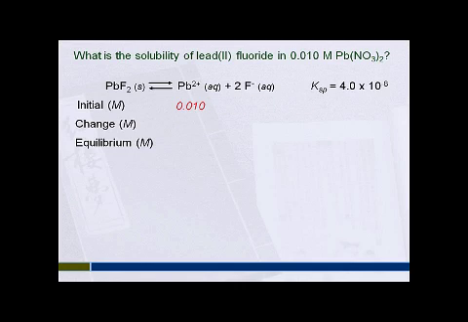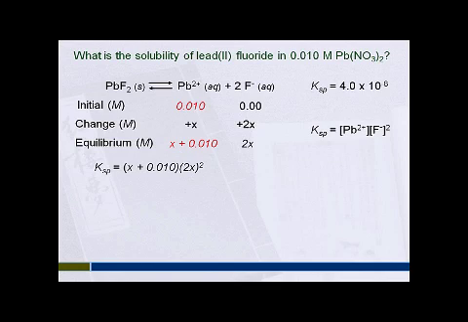Okay? The initial concentration of lead now is not 0, but it's 0.01. Fluoride is still 0. It's still plus x for lead, and it's plus 2x now because you've got two F minuses formed. At equilibrium, we have 0.01 plus x and 2x. The Ksp value is the lead 2 plus times the fluoride ion concentration squared. And so we end up with Ksp equals x plus 0.01 times 2x quantity squared.